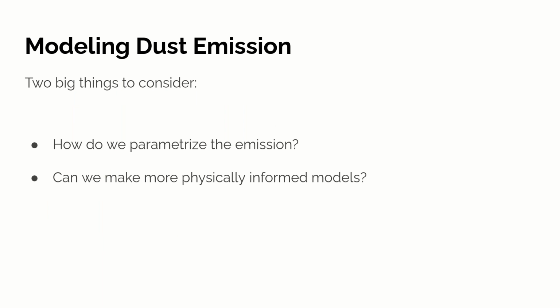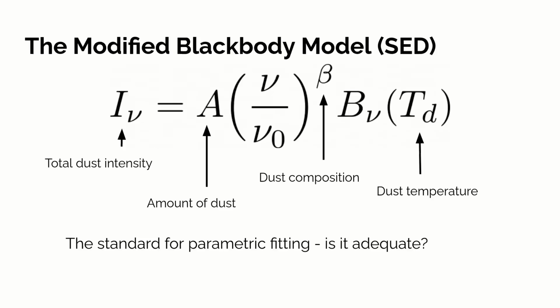When it comes to modeling thermal dust emission, there are two big things to consider. How do we parameterize the emission, and how can we make a more physically informed model? The typical approach for modeling thermal dust emission is to take the total dust intensity as just a product of the amount of dust, the amplitude, the dust composition, which is represented by a power law frequency scaling, and then the Planck function, which has a characteristic dust temperature. This is the standard for parametric fitting in CMB science, and the real question is, is it adequate?